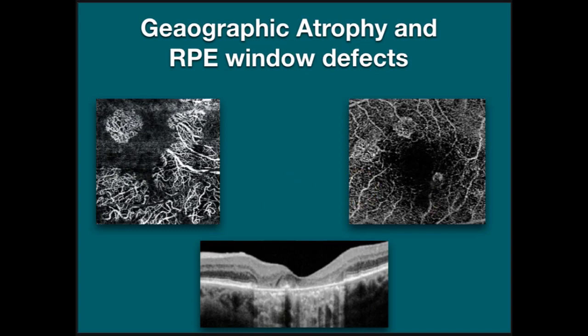So it's important to have a look at OCT structure, both en face and in cross-section, as well as OCT angiography, and correlate each area with one another so that you don't make errors in your clinical decision making.